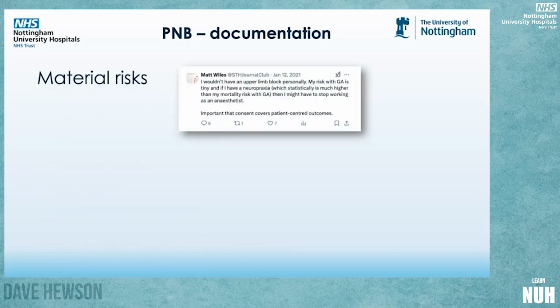So, material risk disclosure. I thought this was interesting from Matt Wiles a couple of years ago, former Nottingham colleague. He wouldn't have an upper limb block personally. His risk with GA is tiny, and if he has a neuropraxia, he says, the risk is much higher than his mortality risk with GA, as he might have to stop working as an anaesthetist. Important that consent covers what he's describing as patient-centered outcomes.